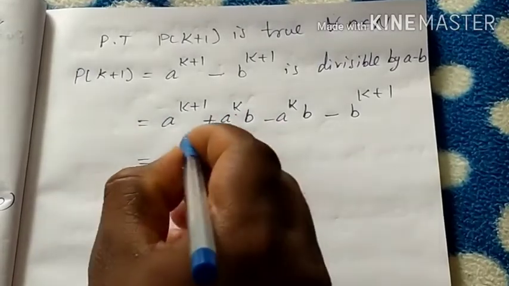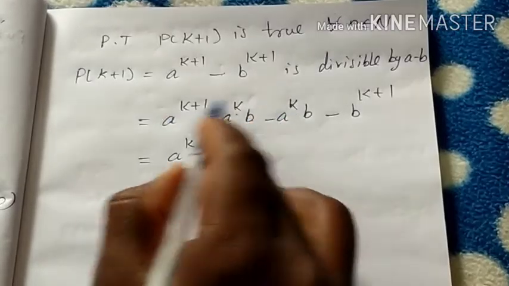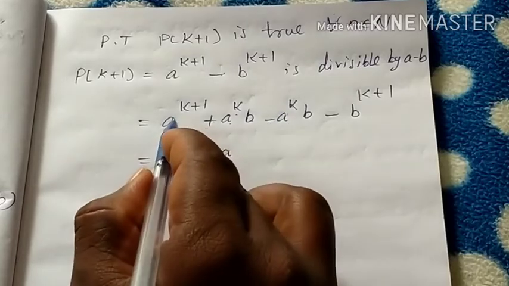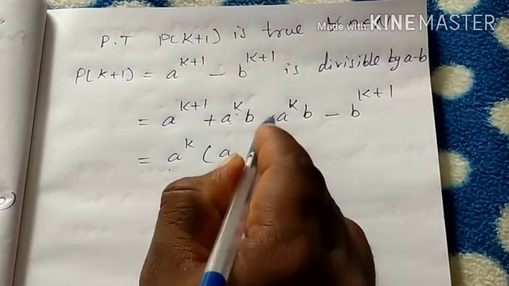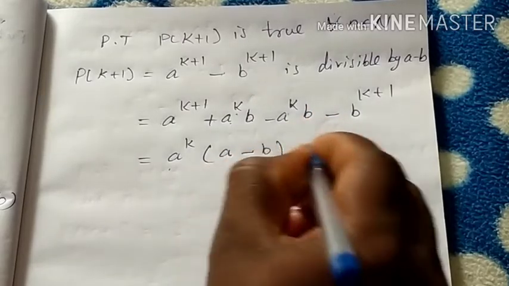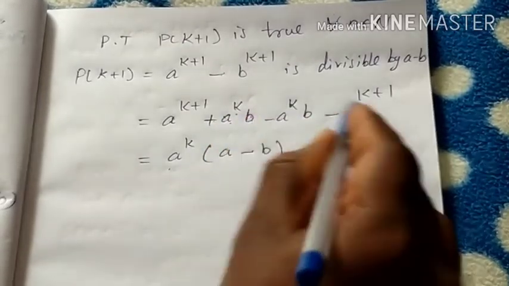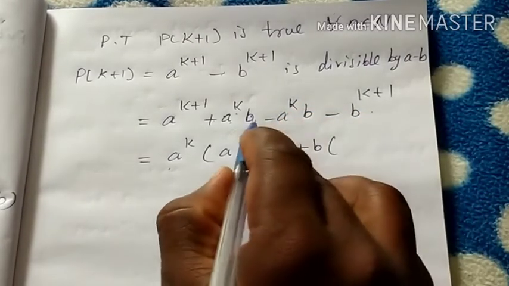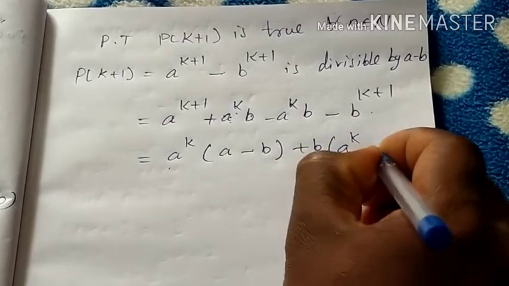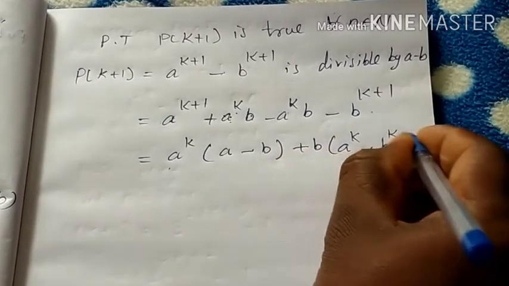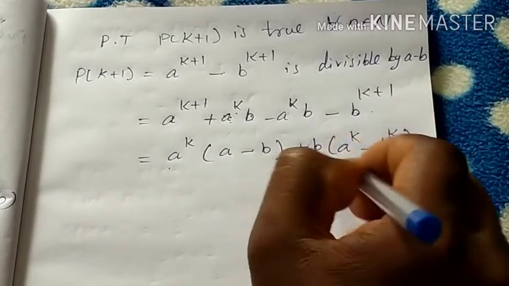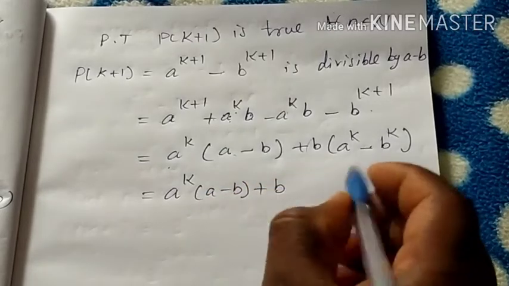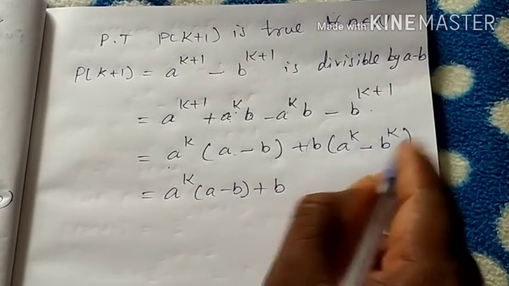It is equal to, here compare first and third term. First and third term, a power k is the common, so taking outside, remaining is a power 1, so a minus b. Then here b is the common term, so taking outside b, then a power k minus b power k. So a power k into a minus b plus b into a power k minus b power k.